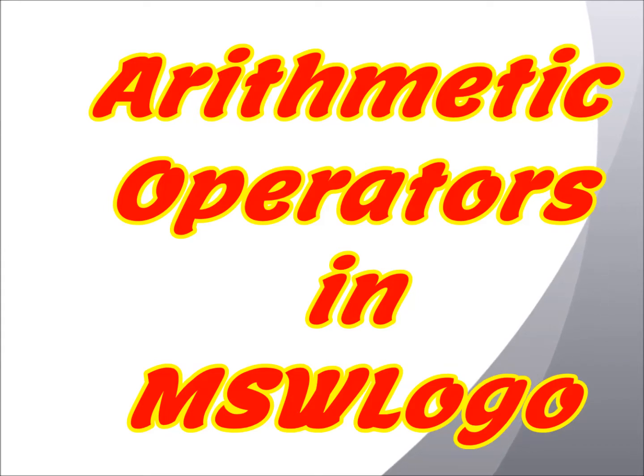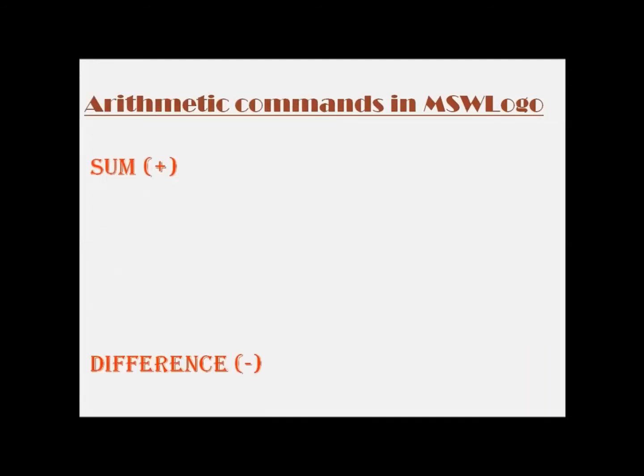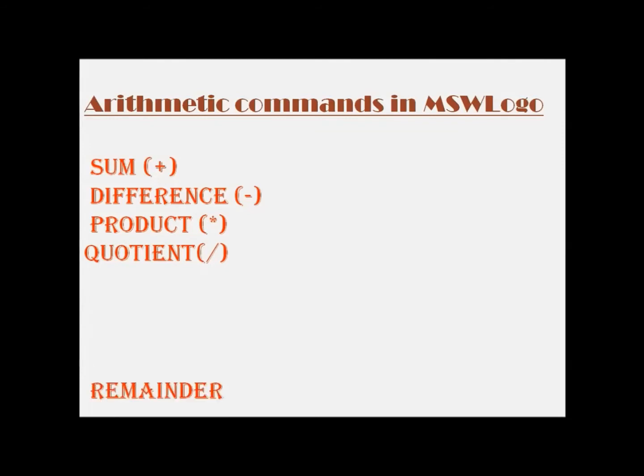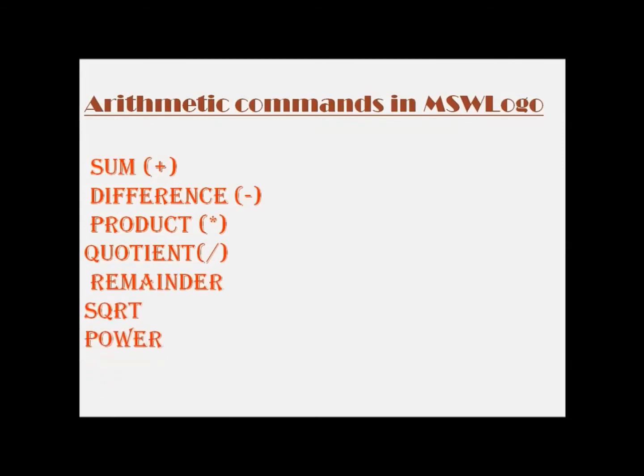So without wasting time, let's come to our topic. In this video, we will learn arithmetic operators in MSWLogo. To perform arithmetic operations in the Logo application, there is a list of commands you can use: sum, difference, product, quotient, remainder, square root, power, and round. For a few of these commands, you can use a symbol instead of typing the spelling. So if you are too lazy to type, you can use the symbol. Let's see how to use these commands in the Logo application.